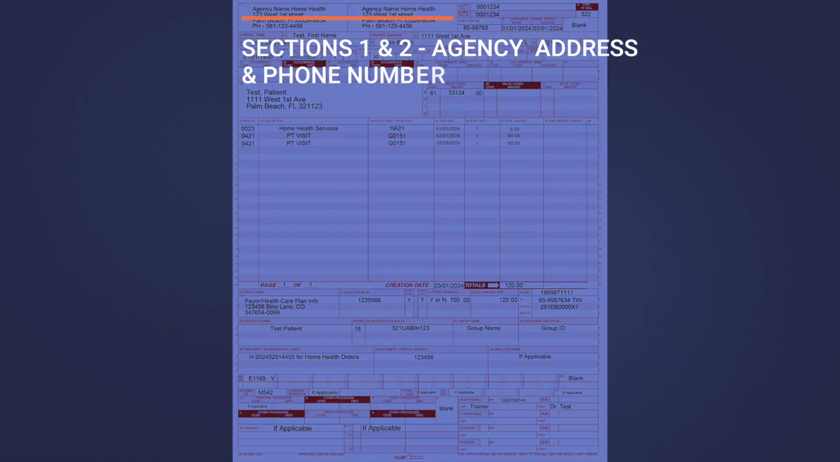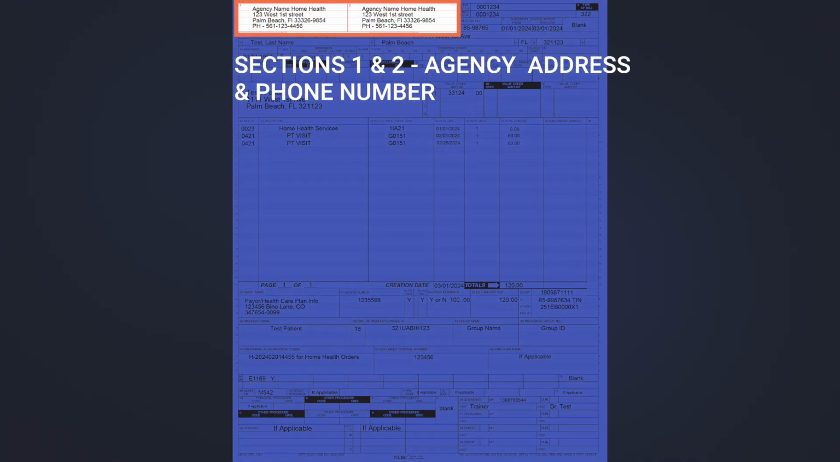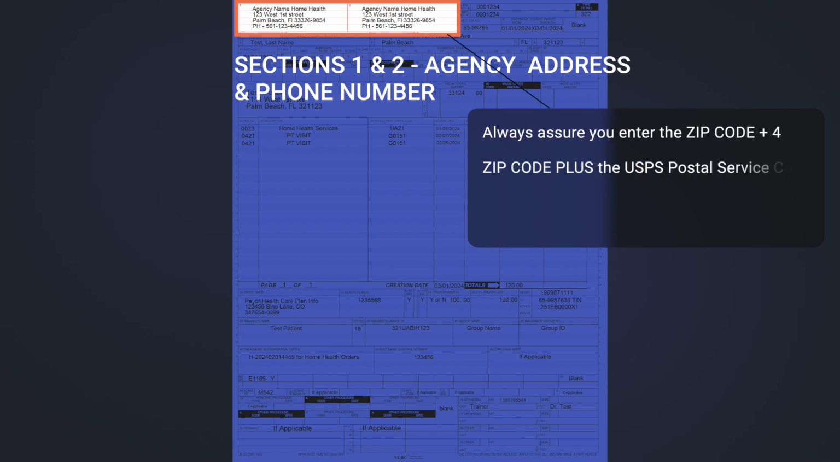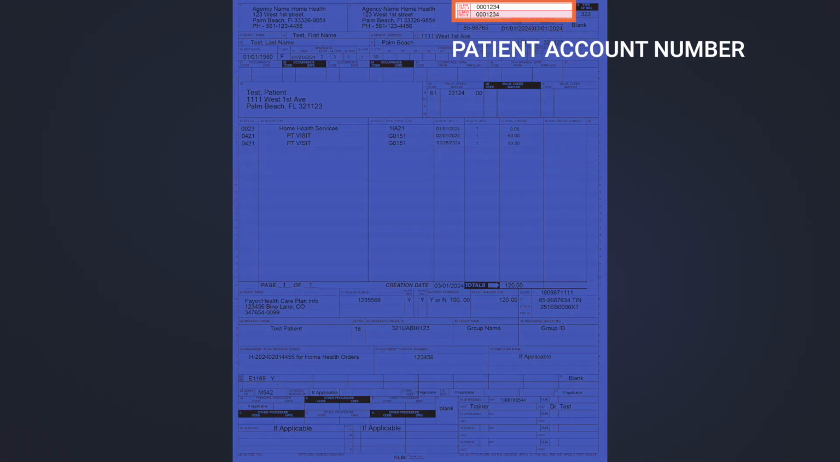So let's begin. Section 1. Enter your agency address. Section 2. Additional space available for agency address inputting and/or can be left blank. Always assure you are entering the zip code plus the USPS Postal Service code. Section 3 is the patient's control number, which is the patient account number.